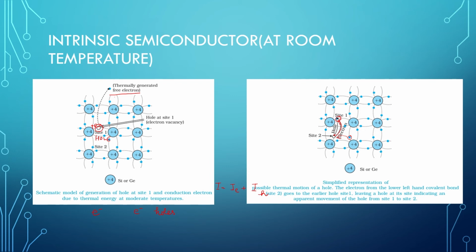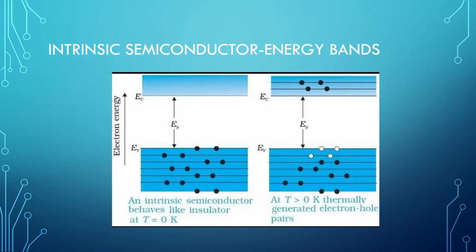Now, let us look at this conduction on the basis of energy bands. Now, at T equal to 0, as we have seen in the crystal lattice diagram, all the covalent bonds were complete. That means there were no free electrons. And that is the reason if you see this first diagram, all the valence electrons are there in the valence band and there is no electron in the conduction band. So we can say that at T equal to 0 Kelvin, the valence band is completely filled while the conduction band is empty. Now what happens at room temperature?